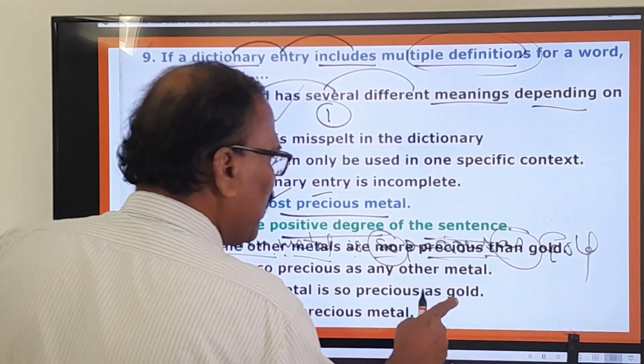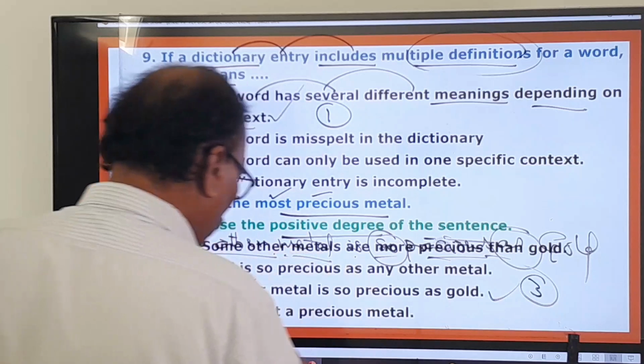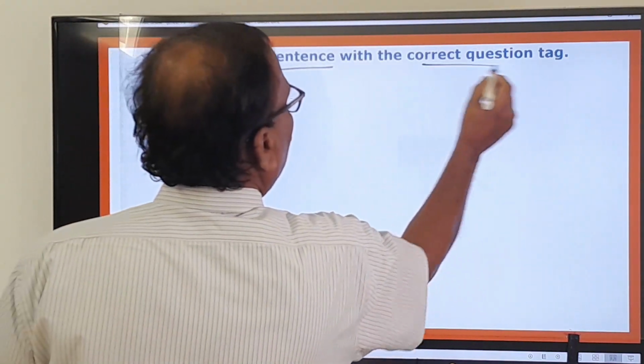No other metal is so precious as gold, right? And your answer is the third one. Now we move on to the other questions. Identify the sentence with the correct question tag.